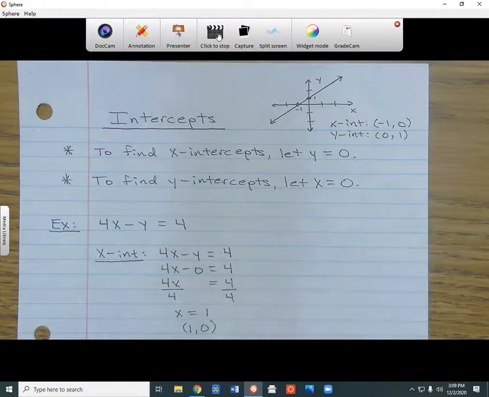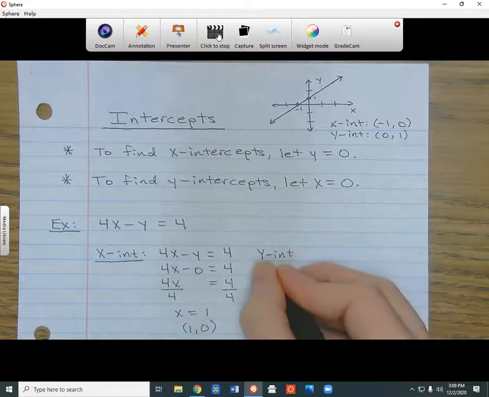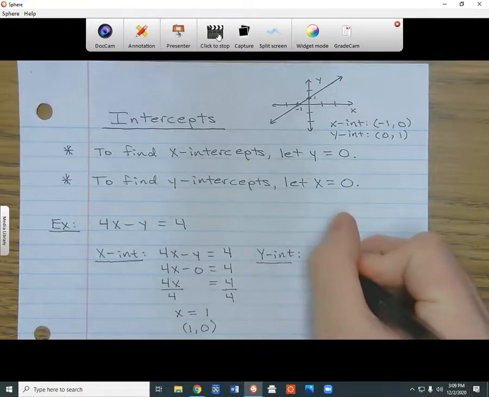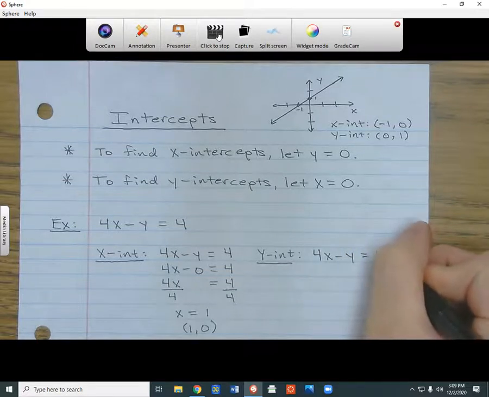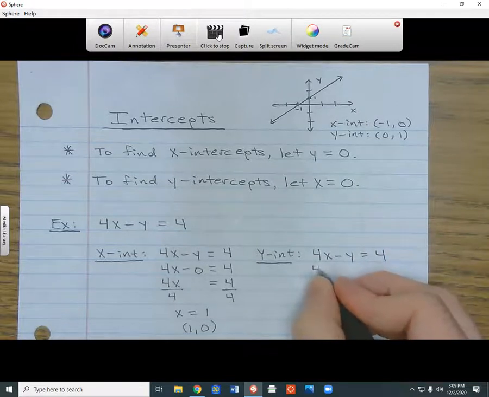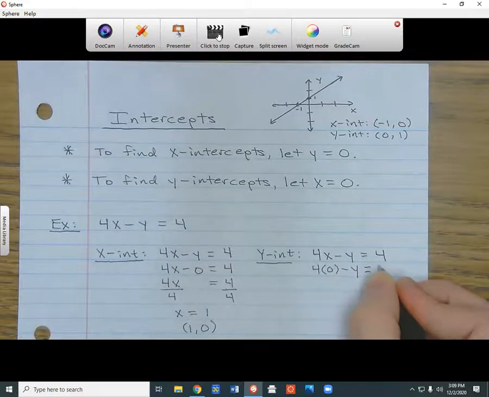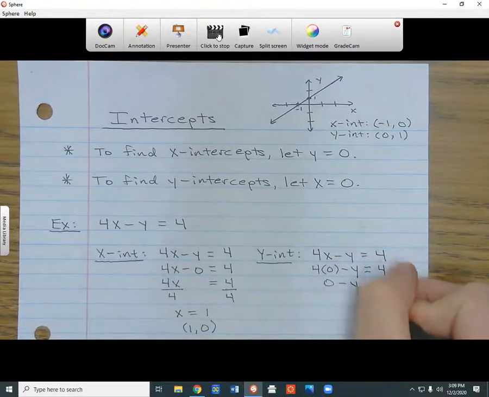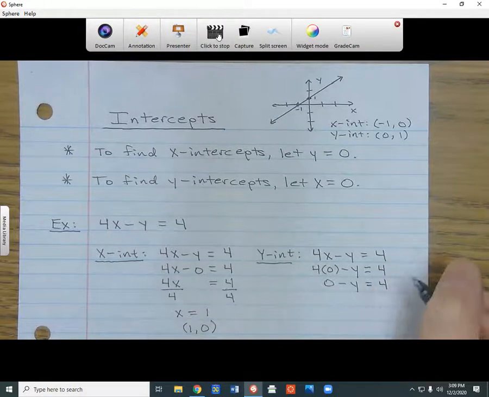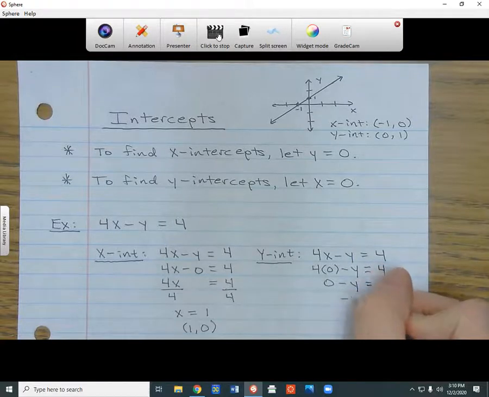Now to find the y-intercepts, we're going to do the opposite. We're going to let x be 0. So I write out my equation just the way I found it, and I'm going to let x be 0. So everywhere I see an x, I'm going to replace that with 0. But the y is going to remain the way it is. Okay, so I have 4 times 0. I know that's going to be 0. So I get 0 minus y is equal to 4. The 0 doesn't really amount to much, so I just get -y is equal to 4.